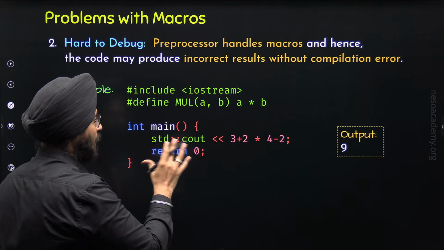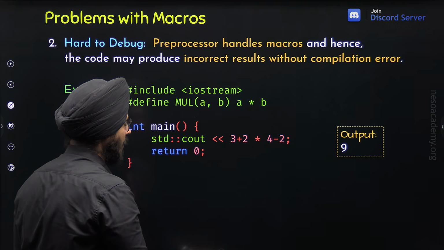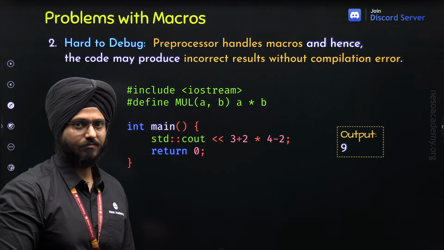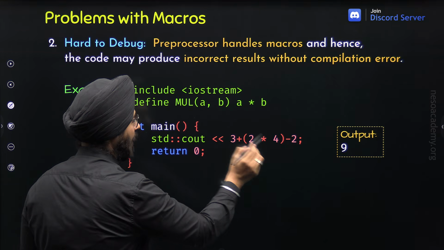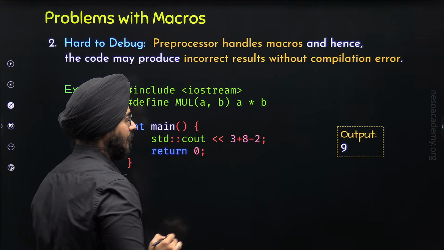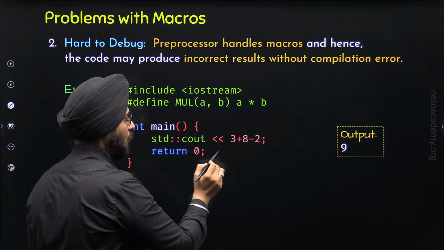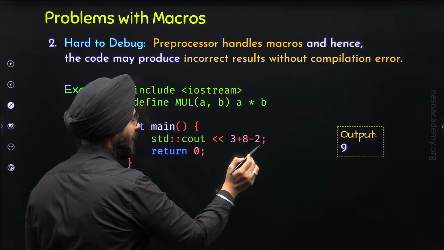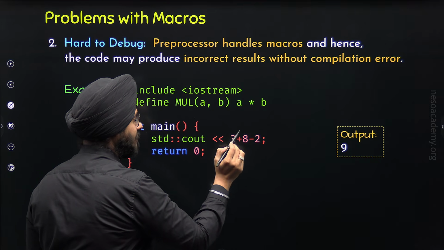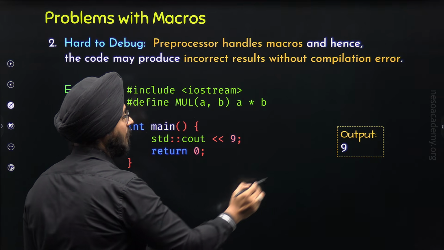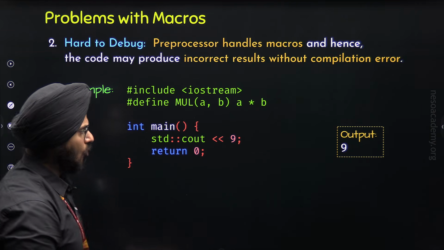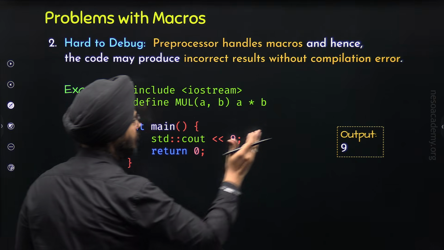Now what happens? We know the basic math rules. We know that multiplication will happen before addition and subtraction. Therefore, 2 times 4 will be evaluated first. 2 times 4 will give us 8. So we will get 8 here. 3 plus 8 minus 2 is 9. This will be evaluated left to right. 3 plus 8 will give us 11, and 11 minus 2 is 9. That is why we are seeing this output 9 on the screen. I hope now it is clear to you why we are getting this output.